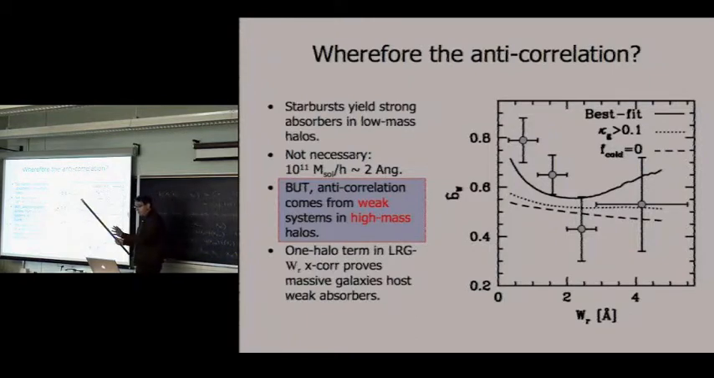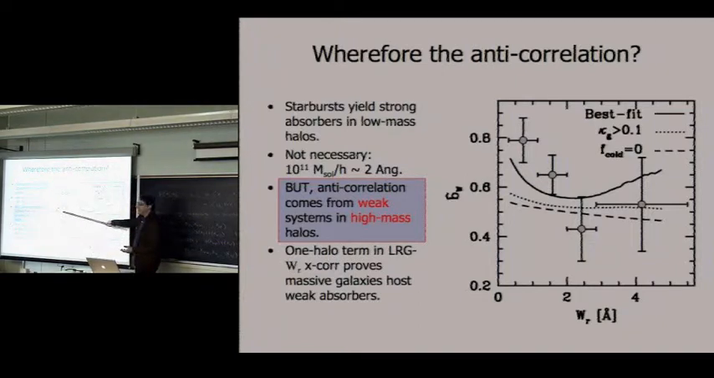Now, that could be the case, but it's not actually necessary. These data do not necessitate that sort of interpretation. For two angstrom absorbers, that's about the same as a velocity width of about 200 kilometers a second, which is less than twice the circular velocity of a 10^11 solar mass halo.